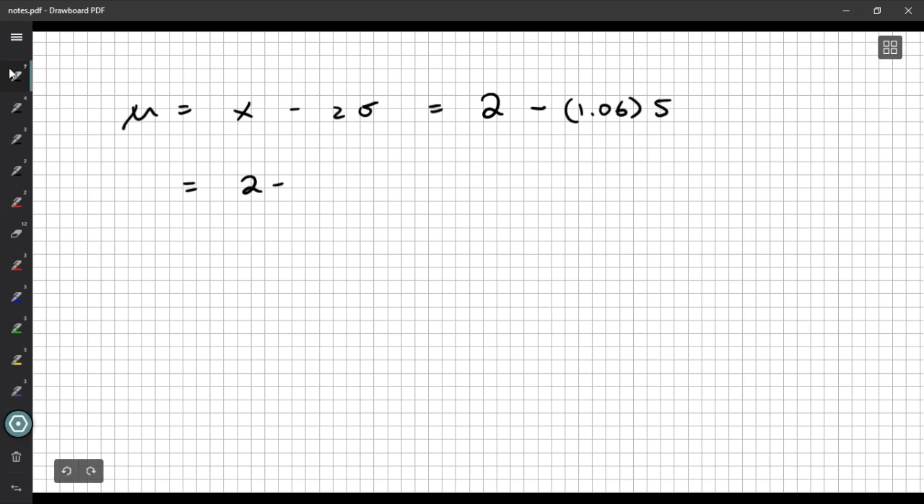So you multiply those two out, you'll get 2 minus 5.3. 2 minus 5 would be negative 3, and subtract off another 0.3, you'll get negative 3.3. So that must be the mu, the mean of x, our normal random variable here.